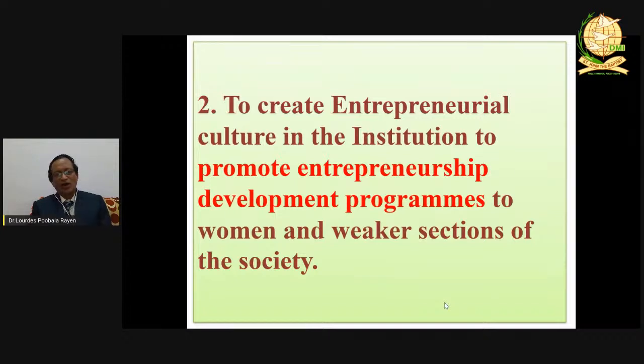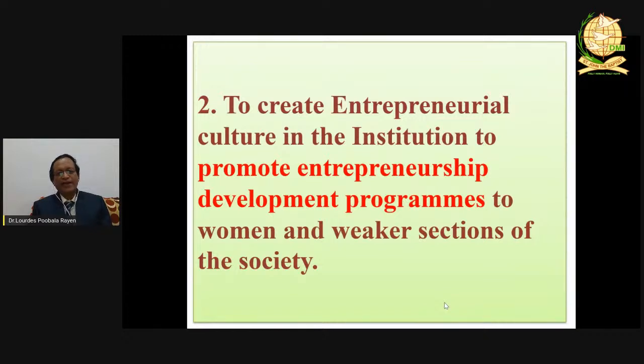Once you concentrate on women and weaker sections of the society, you can change a lot. Therefore, the second objective should be creation of entrepreneurial culture in the institution. The main idea for the creation of entrepreneurial culture in the institution is to promote entrepreneurship development programs.